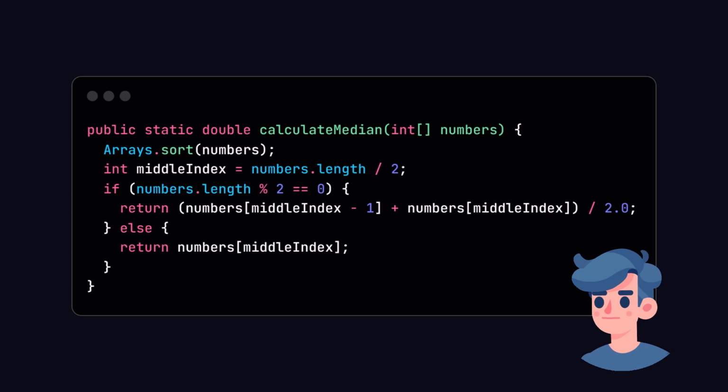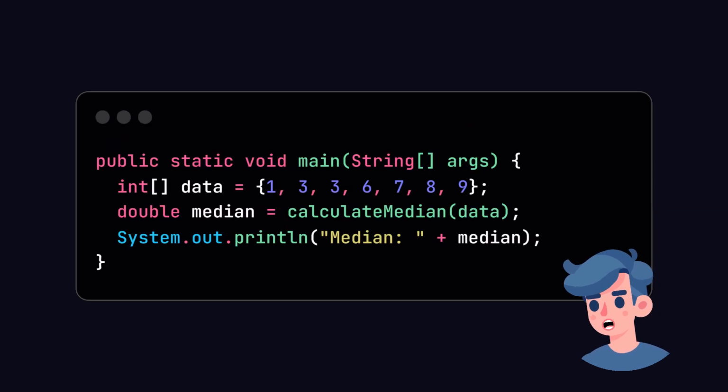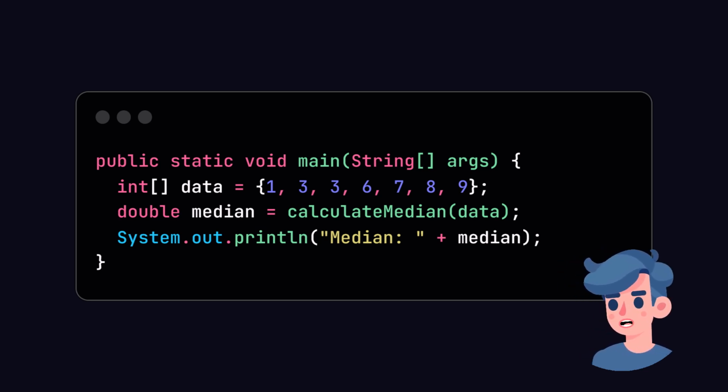Next up, let's implement the method to calculate the median. Similar to the mean, we will need the numbers as input, but we'll also sort the array first. In our calculateMedian method, we first sort the array using Arrays.sort. Then, we check if the number of elements is odd or even. If it's even, we return the average of the two middle values. If odd, we return the middle value.